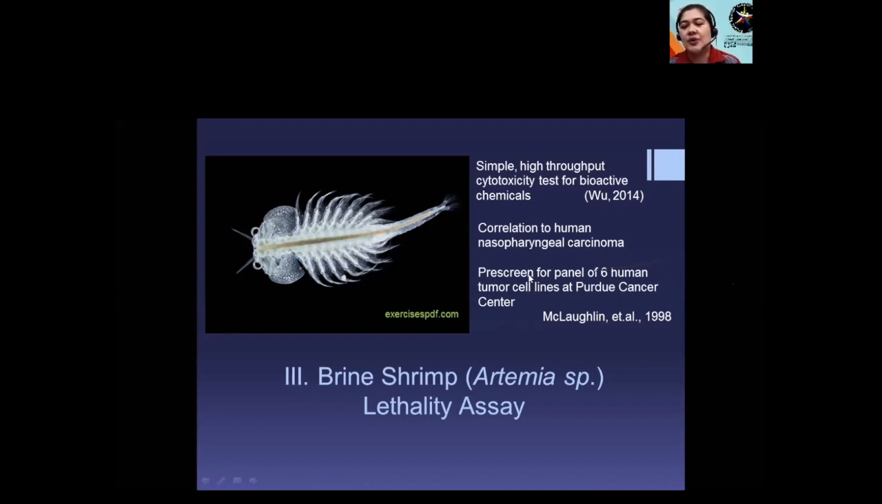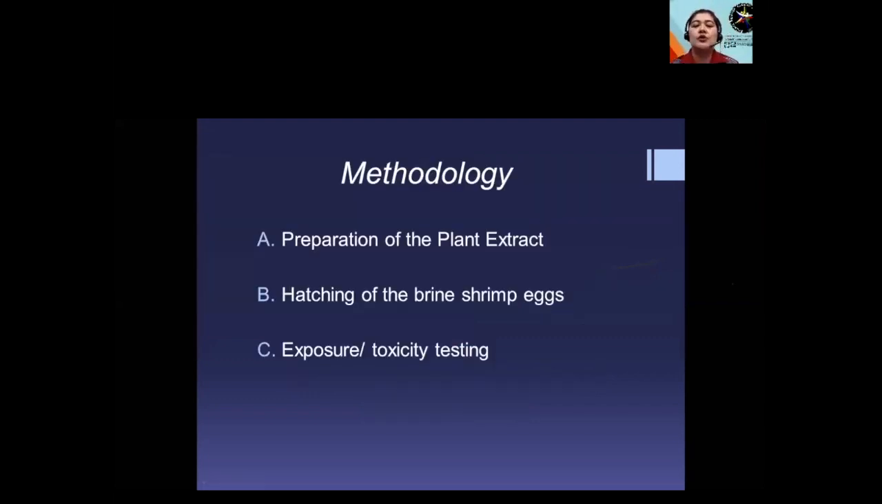Okay? So, eto na po ang gagamitin nila. And then, pag nag-positive, tsaka po ito ipapasa sa iba pang klaseng mga assays. Okay? Kaya po siya high throughput, pero very simple po ang method nito. So the methodology would involve 3 major steps. The first one is the preparation of the plant extract. The second one is the hatching of the brine shrimp eggs. And the third is the exposure or the toxicity testing itself.